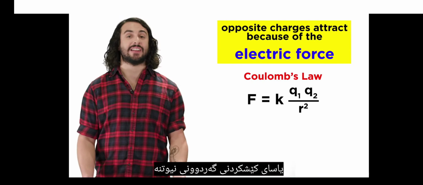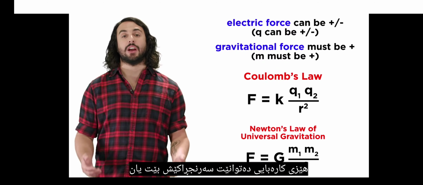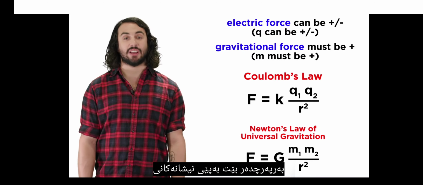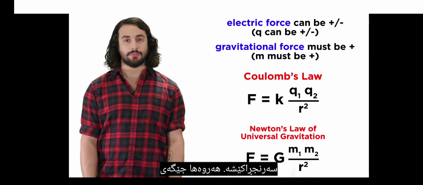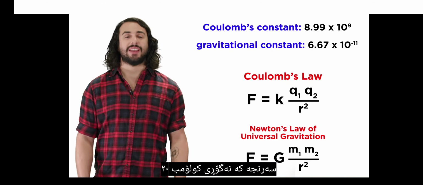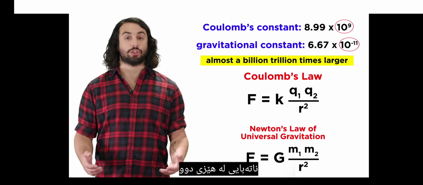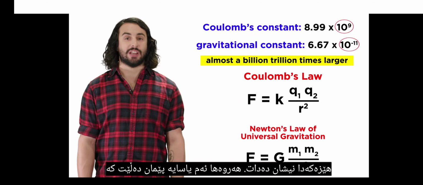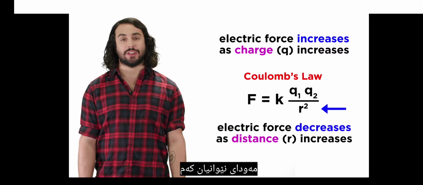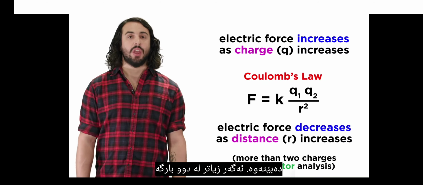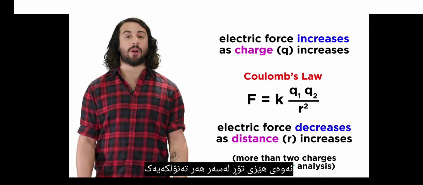Remarkably, this is essentially identical to Newton's law of universal gravitation, the only differences being that the electric force can be attractive or repulsive, depending on the signs of these terms, and the resulting sign on the force, while gravity is always attractive. Also, it is interesting to note that Coulomb's constant is 20 orders of magnitude greater than the gravitational constant, illustrating the discrepancy in the strength of the two forces. This law also tells us that the electric force between two objects increases as charge increases and decreases as the distance between them increases. If more than two charges are present, vector addition must be done to find out the net force upon any particle in the system.